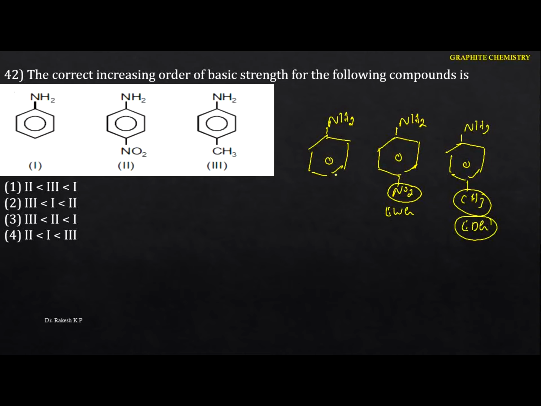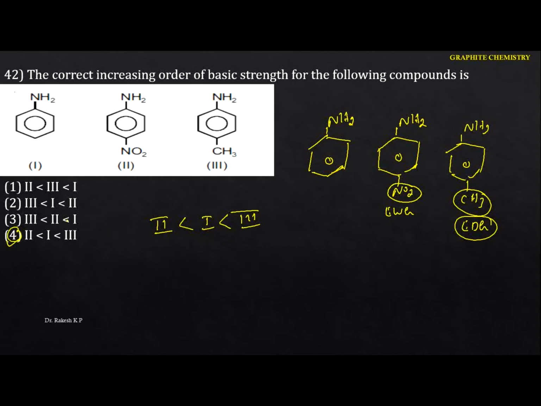Now, the first one has neither electron donating nor withdrawing group. We have to identify the weakest base, which is the second one. Next, we have the electron donating group in one of them, while here we don't have the electron donating group, so the next will be the first one. The strongest base will be the third one. Hence in this case the option will be the fourth one.